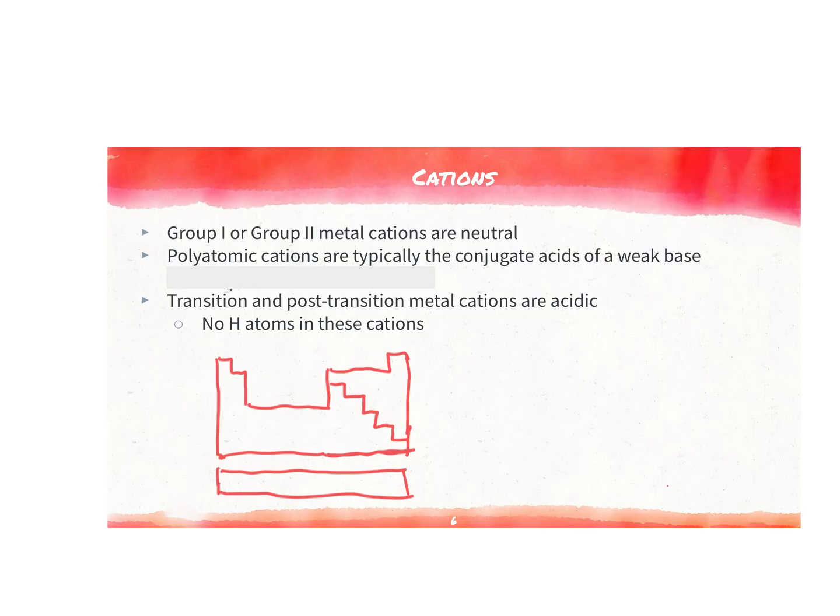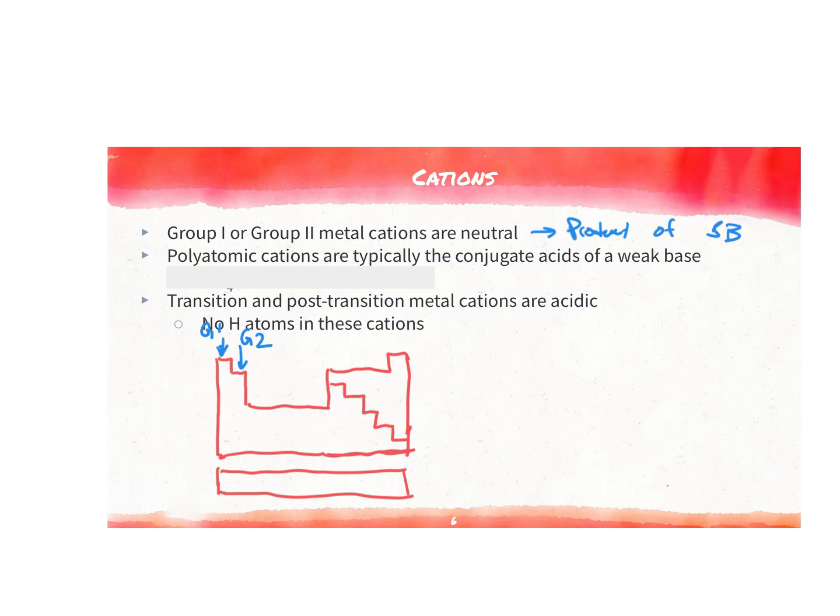Now looking at it from the cation side, things are a little bit more simple. Group 1 and Group 2 metal cations are neutral. Essentially, this is my little periodic table, this is Group 1, and this is Group 2. And so these are basically the product of strong bases. The cations that are made from strong bases are going to be neutral if you add them to water.